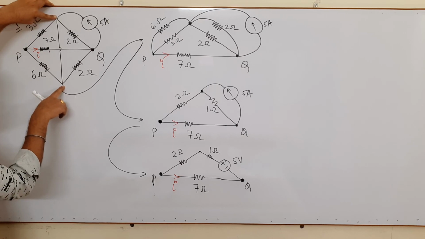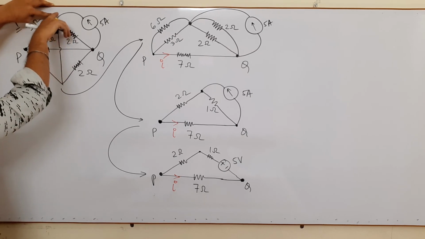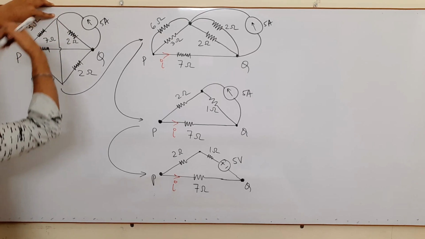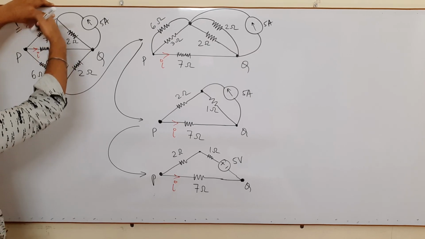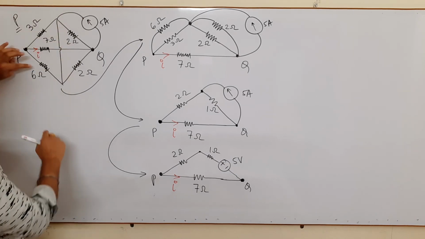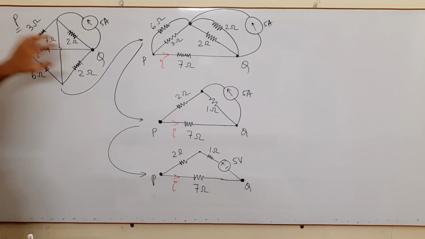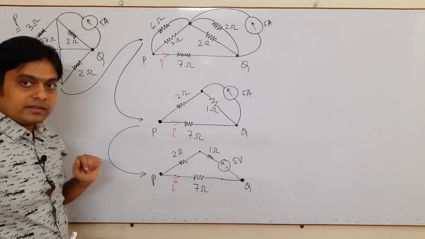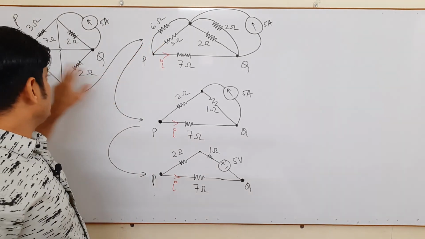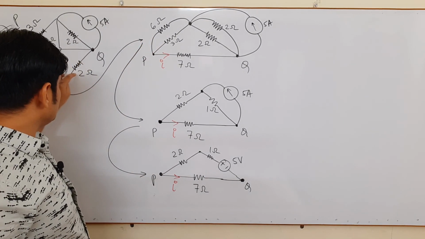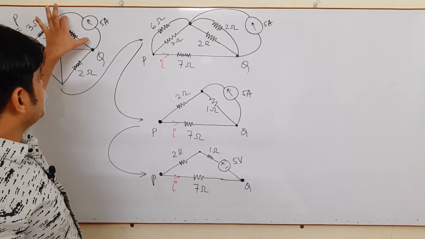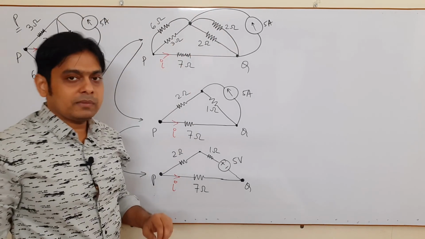So if I take this node and superimpose it here, it means I just mold that wire and put it here. So what happened? This 6 ohm and this 3 ohm resistance come into parallel here. The 7 ohm is as it is. Similarly, this 2 ohm and this 2 ohm resistance also come into parallel, and already there is a parallel current source of 5 ampere which is flowing in this manner.